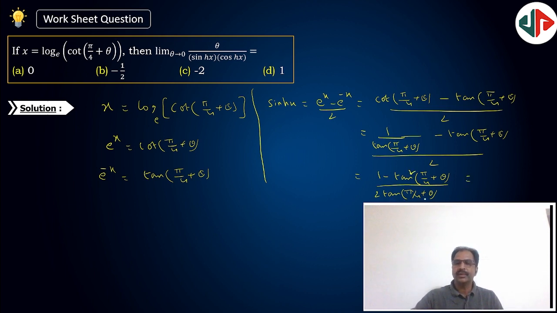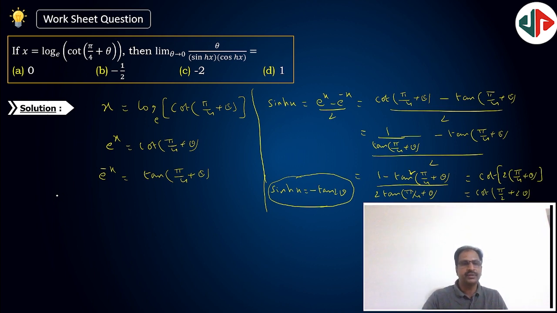See, we know that 2 tan a by 1 minus tan square a is tan 2a, but this is the reciprocal of tan 2a, which means cot 2a. What is a for us? Pi by 4 plus theta by 2. So this is cot of pi by 2 plus theta. What is cot of 90 plus theta? Minus tan theta. So I got sinh x as minus tan theta.